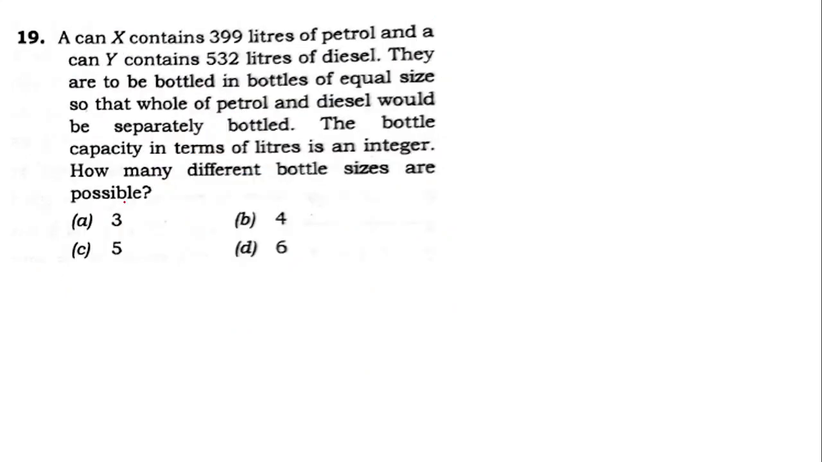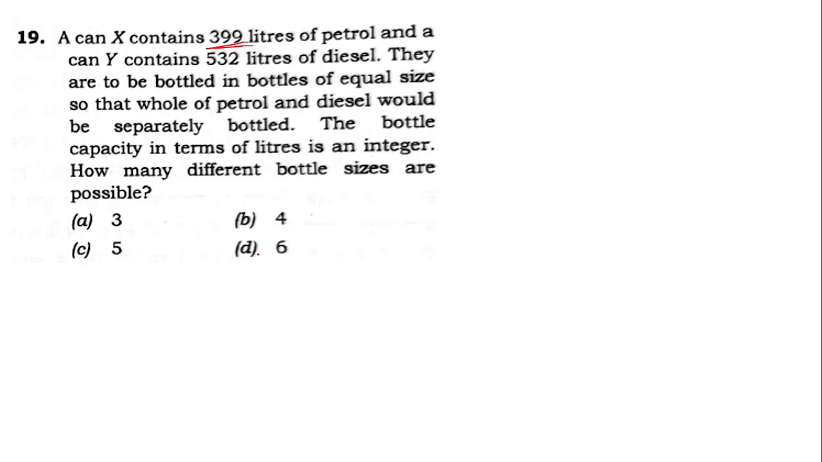Next question. A can X contains 399 liters of petrol and can Y contains 532 liters of diesel. They are to be bottled in bottles of equal size so that the whole of petrol and diesel would be separately bottled. The bottle capacity in terms of liters is an integer. How many different bottle sizes are possible? These type of questions are nothing but common factors. This is related to HCF. How do we do it? We'll find out the factors first.